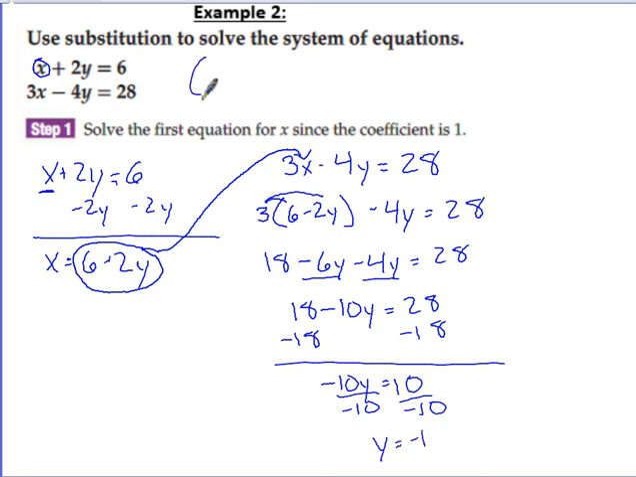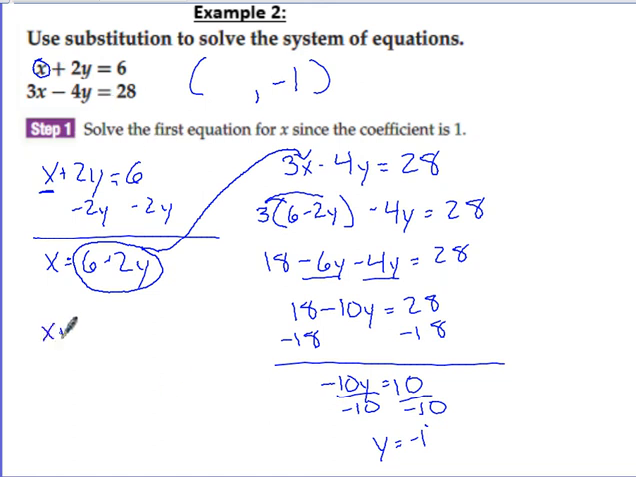So again, remember your solution to a system is always going to be an ordered pair. Y is equal to negative 1. Negative 1 is the second number in an ordered pair, so I know it's something, negative 1. To figure it out, I'm going to take this number, negative 1, and plug it in for y in one of these original equations. Doesn't matter which one. I'm going to do it in the first one because the x has a coefficient of 1, so I don't have to do any division.